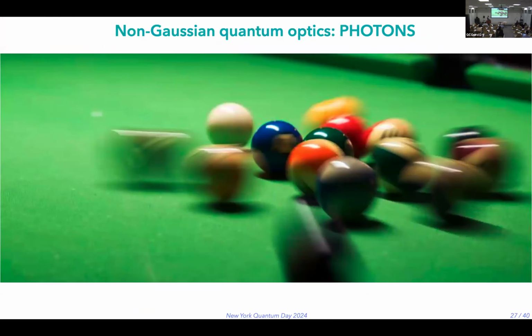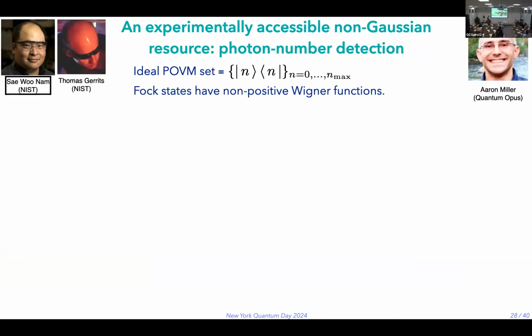So I'm going to talk about photons a little bit. And the idea is something that the late Sae Woo Nam, who left us too soon last year, pioneered at NIST: transition edge sensors, which are superconducting detectors that are sensitive to the photon number, which is a beautiful thing. So what we want, in technical terms, is a POVM that's pure in terms of the Fock state projector.